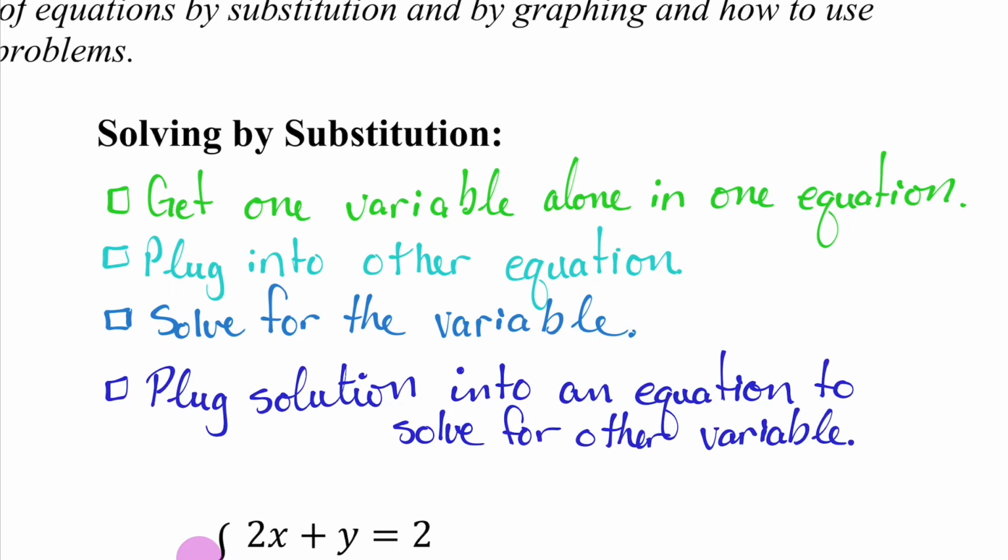Once I have that variable solved for, I plug into the second equation, the equation that that variable was equal to. This is really difficult to go over in words. Once I have only one variable, I solve for that variable. I then do a back substitution into either equation to solve for the second variable. So we're looking for the solution to both variables, not just x, not just y, but both of them.